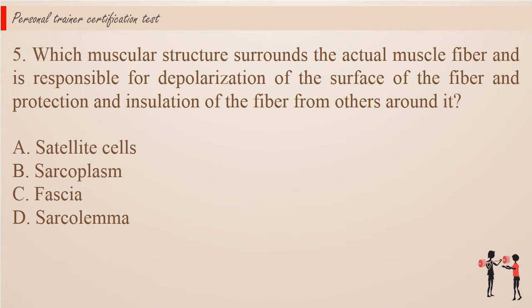Question 5. Which muscular structure surrounds the actual muscle fiber and is responsible for depolarization of the surface of the fiber and protection and insulation of the fiber from others around it? A. Satellite cells. B. Sarcoplasm. C. Fascia. D. Sarcolemma.